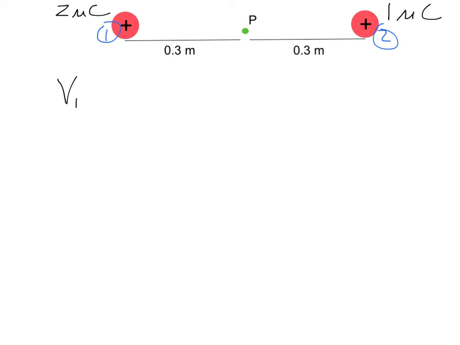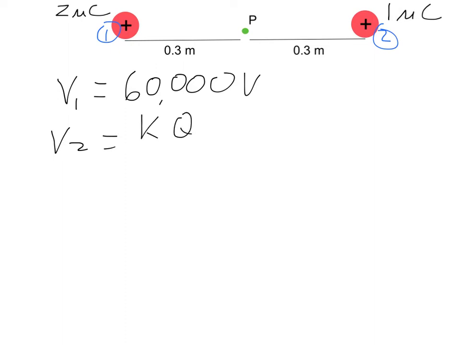If we think back to the first problem, the contribution from charge number 1 is still going to be 60,000 volts. Same location, same charge, same voltage contribution. In order to get the total voltage at point P, though, I need to know the contribution to the voltage coming from charge 2. So I'm going to write my equation for voltage from point charge, KQ over R, and now I'm talking about the contribution from charge 2 at location from charge 2.